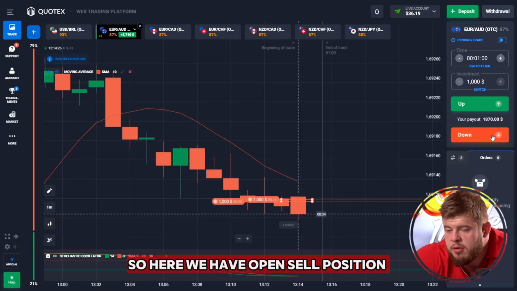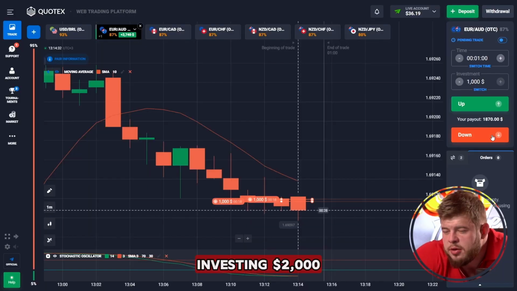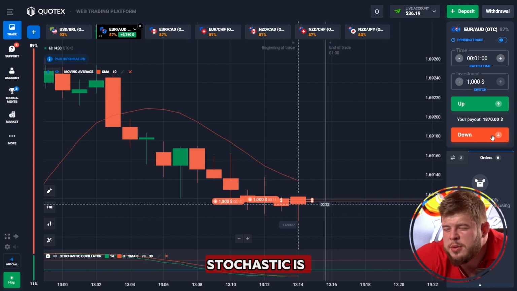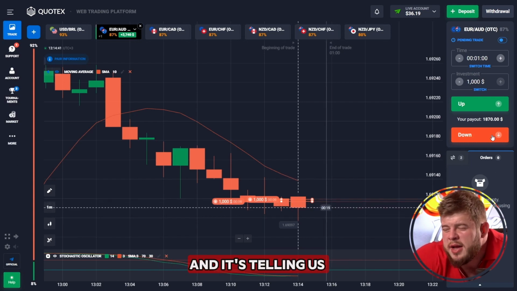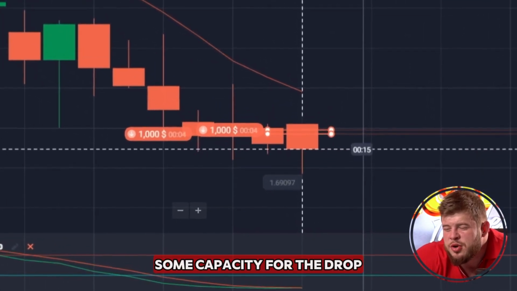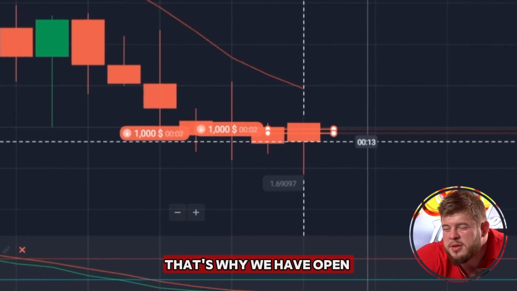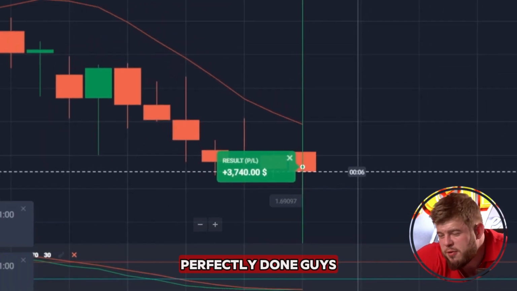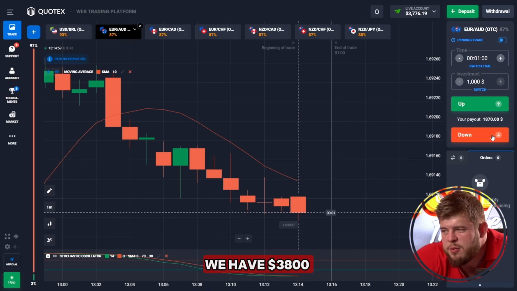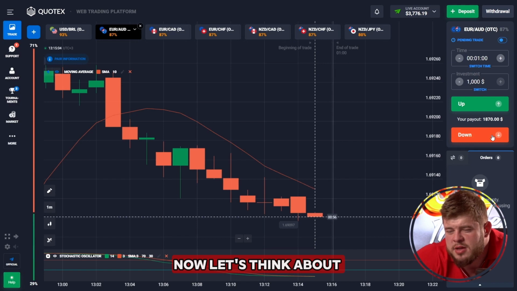Guys, so here we have opened a sell position, investing $2,000. We have the downgoing trend. Stochastic is overbought right now, and it's telling us that we still have some capacity for the drop. That's why we have opened a sell position. Fine, perfectly done, guys, perfectly done. We have this profit. We have 3,000 and around 800 bucks. Now let's think about the next trade.